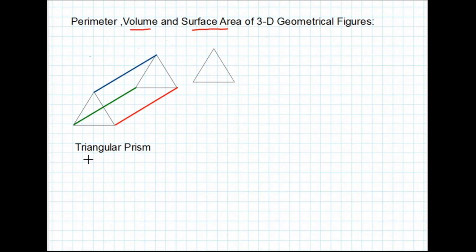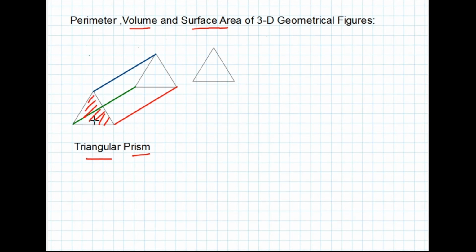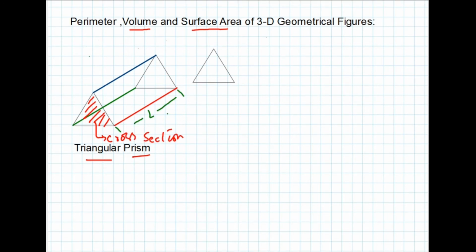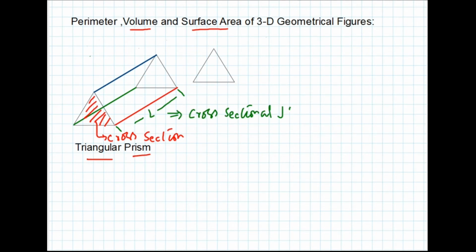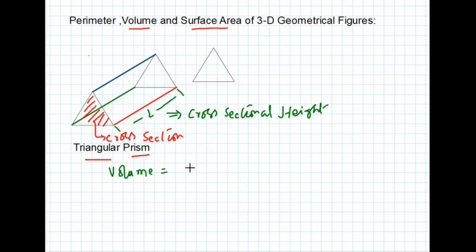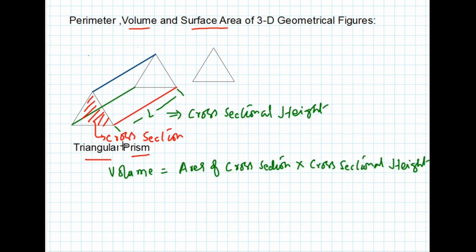Now the volume and surface area of a triangular prism. The cross section is shown and the cross sectional height L is also shown. Therefore, volume is equal to the area of cross section multiplied by the cross sectional height. The triangle having sides A, B, and C is shown. Its perpendicular height is H. Therefore, the area of cross section is equal to 1 upon 2 B into H, and the cross sectional height is L.